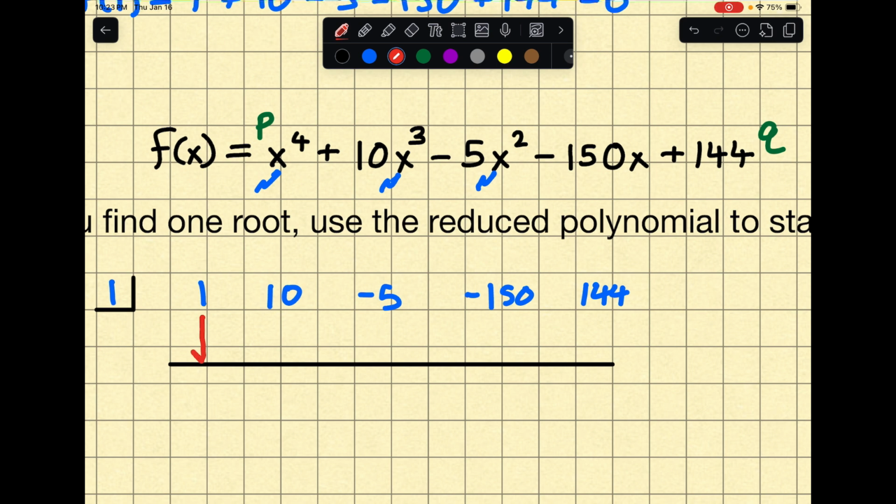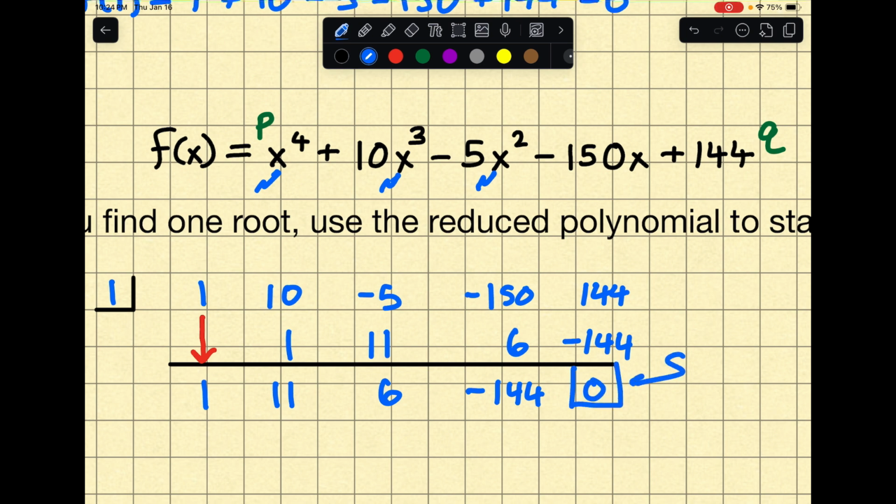Remember, the very first term, we just bring that down below the line. So we have a 1. 1 times 1 is 1. 10 plus 1 is 11. 11 times 1 is 11. Negative 5 plus 11 is 6. 6 times 1 is 6. Negative 150 plus 6 is negative 144. And negative 144 times 1 is negative 144, which gives us a remainder of 0.